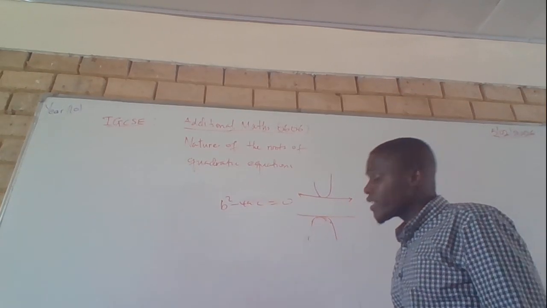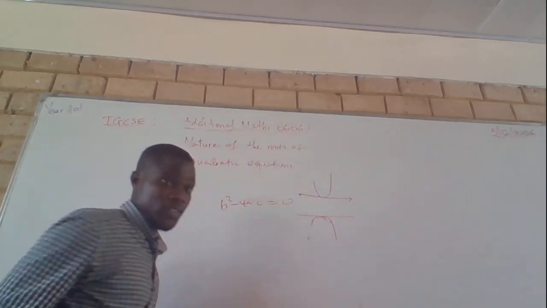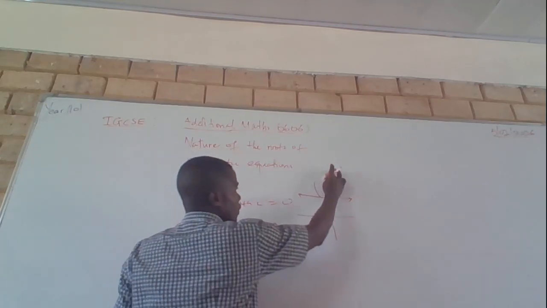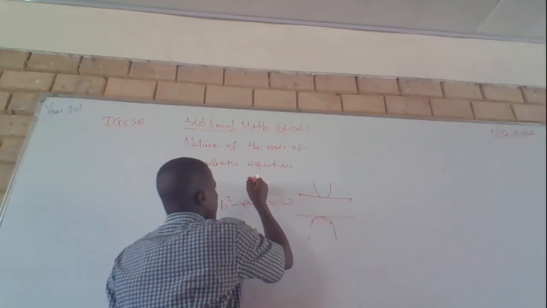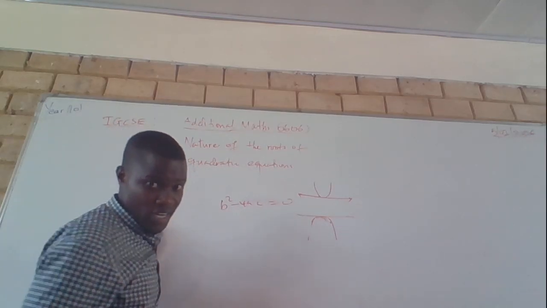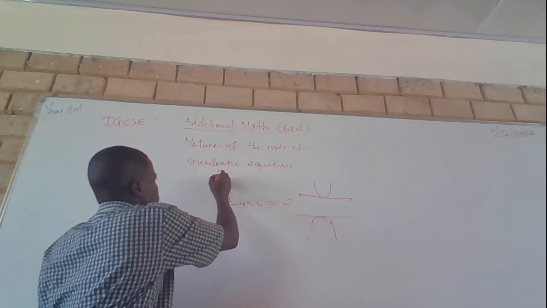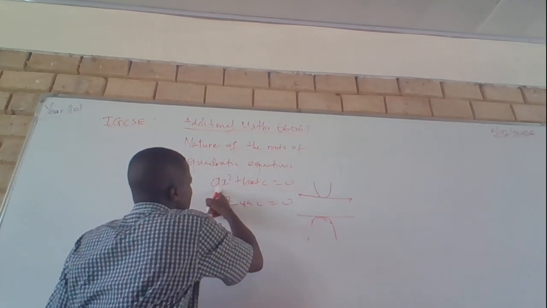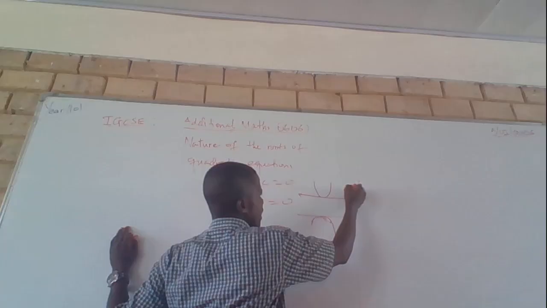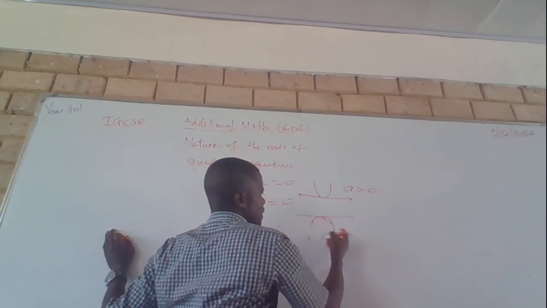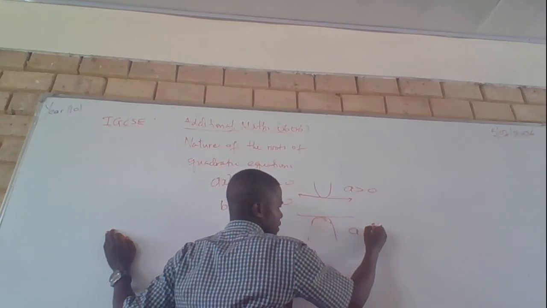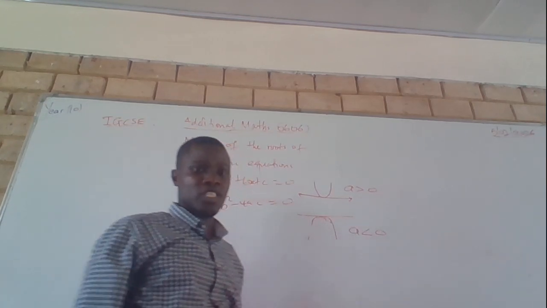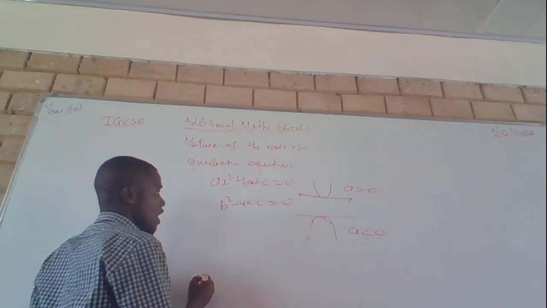Now, these are the two conditions we have for the curve. Here we have the standard form of a quadratic equation. Let's write it: ax squared plus bx plus c equals 0. For this case, a is greater than 0. For this case, a is less than 0. That means a is negative in this case, and here a is positive. Okay? Now let's have another one.